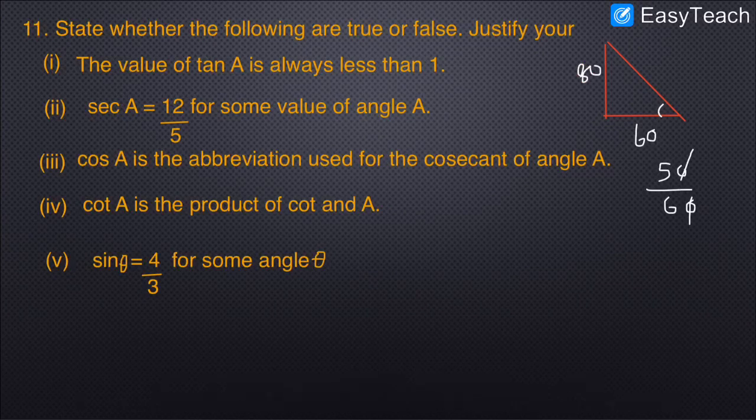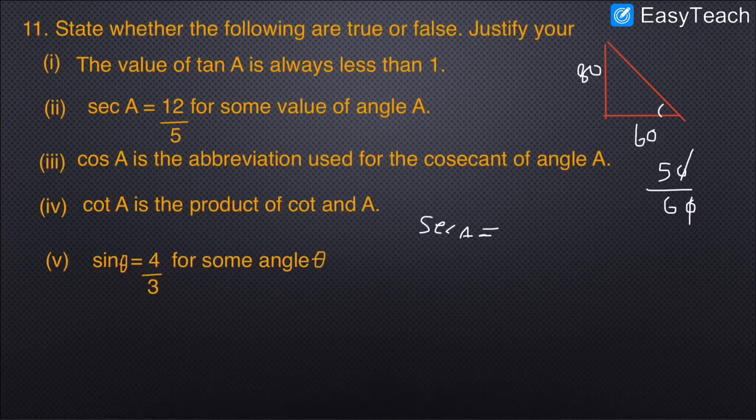So let me take this as 80. It may be 80 and more than 80, it is also possible. So the tan A value is not necessarily always less than 1. It can be any value more than 1. Okay, next question. Secant A equals 12 by 5 for some value of angle A.